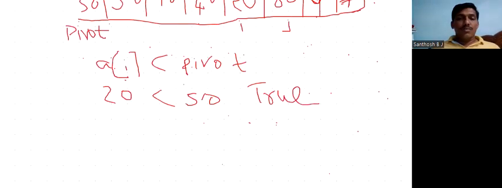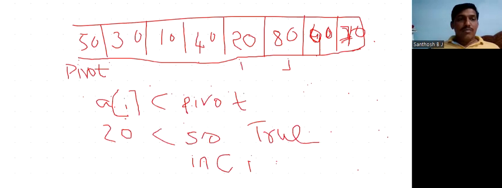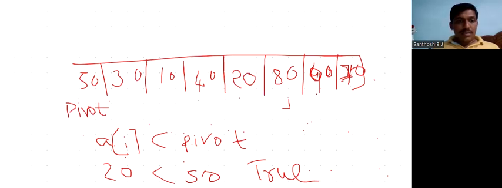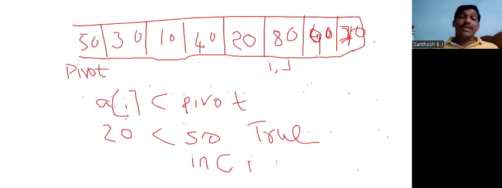If the condition is true, increment I. Incrementing I means it now moves on to the 80. I comes to this place. I and J are both in the same position. So once again, the condition: what is the value of I now? After comparing with 20, the condition is true, so increment I, and it moves on to the 80.